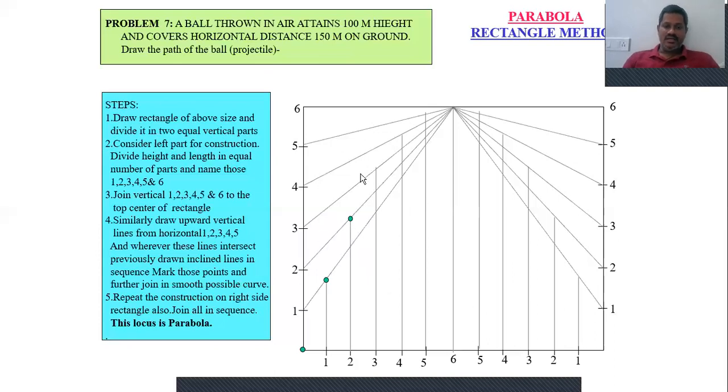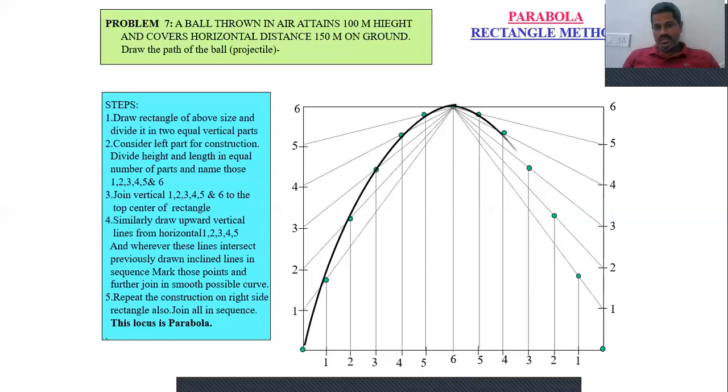Then the third line is intersecting at this location: 4, 5 and 6. And by joining all of this, similarly to the right side of the rectangle also, 5 is intersecting at this location. Then 4, 3, 2, 1. Then join all those points to get a smooth curve of the projectile of the ball.